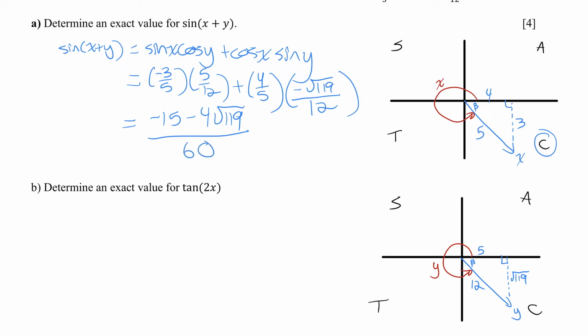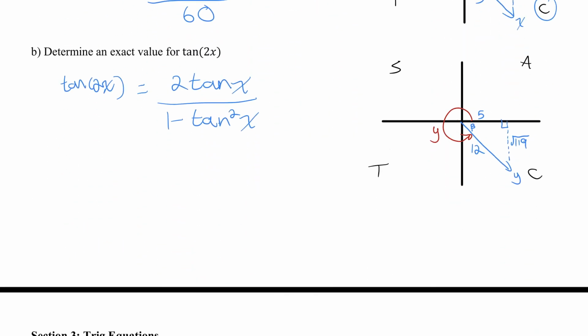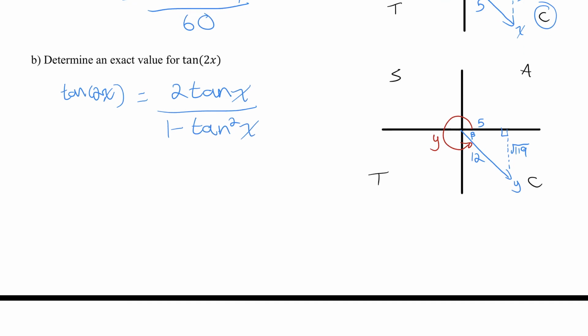which is 60. How about an exact value for tan of 2x? Well, the identity for tan of 2x is 2 times tan x over 1 minus tan squared x. So I just need to look at my diagram with angle x, and tan is opposite over adjacent, 3 over 4. But because in this quadrant only cosine is positive, I know it's going to be equal to negative 3 over 4.